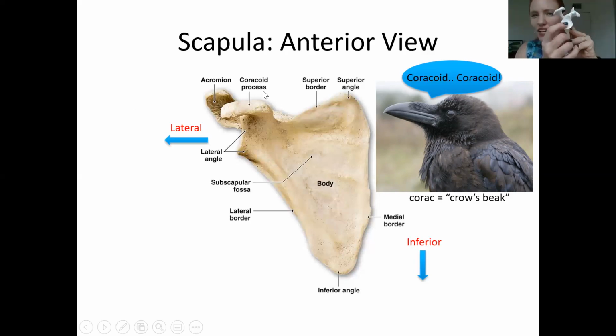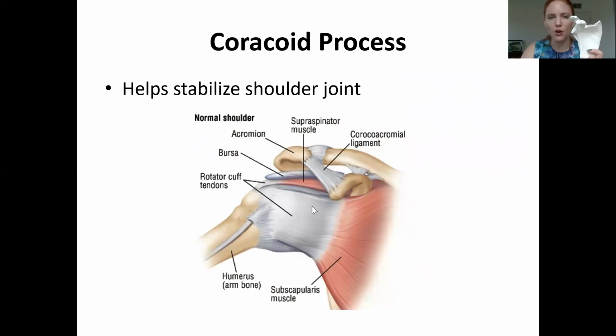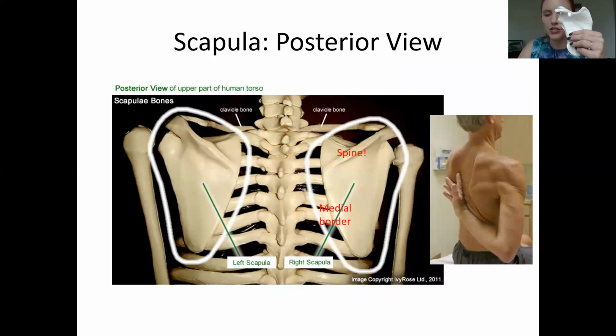And then this one right here, this is called the glenoid cavity. Okay, so as always, we want to go ahead and orient ourselves. When we look at it here, oh, by the way, the coracoid process is going to help stabilize the joint. There's a little ligament that spans across from the coracoid process to the acromion, and that helps stabilize the shoulder joint. Okay, so let's orient ourselves.